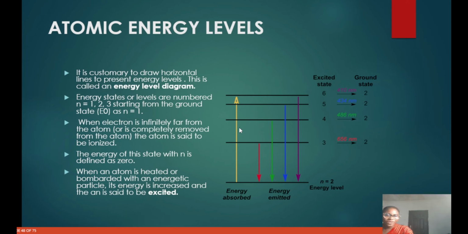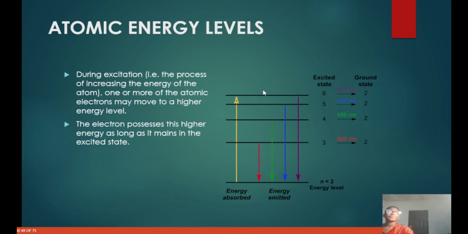It cannot stay between this point or this point. It can only move from here to here or here or here. During excitation, that is the process of increasing the energy level, the electron was here and it moved to another energy level. That is the process of increasing the energy of the atom.